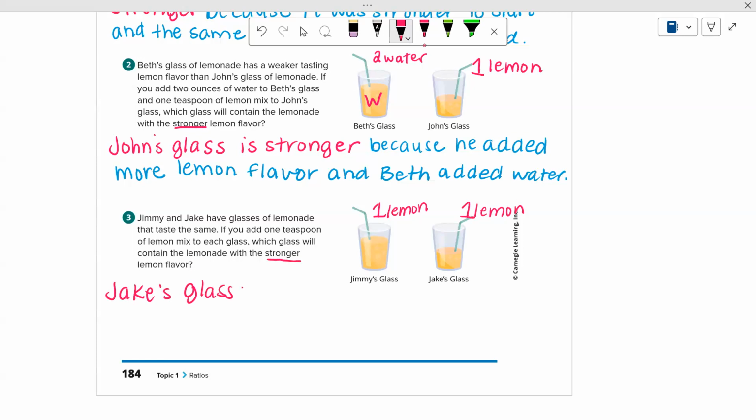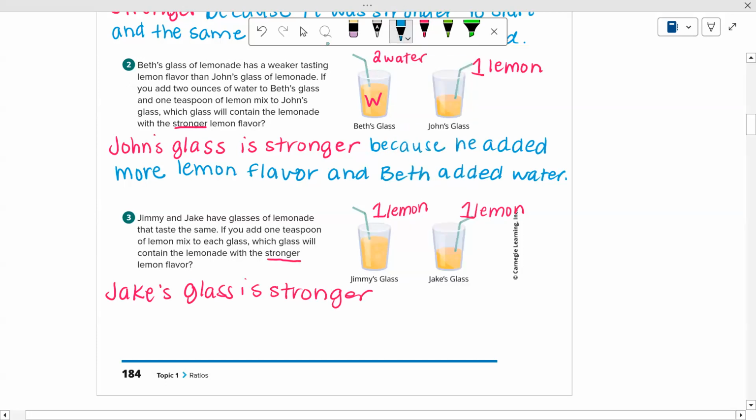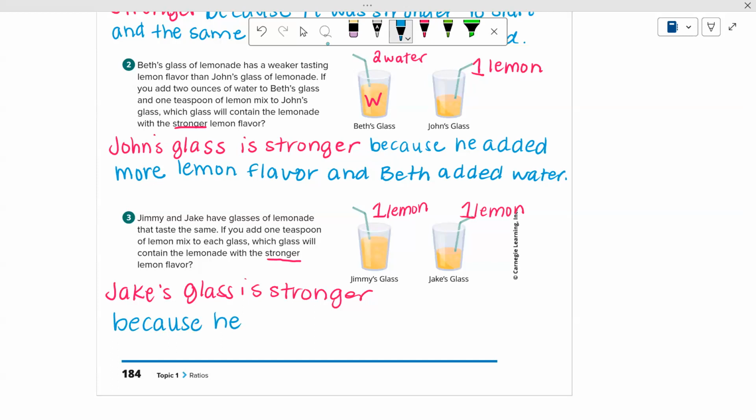So Jake's glass will be stronger, or Jake's glass is stronger because, let's change our color. You don't have to change color, but it helps some people to understand that explain our reasoning part. Is stronger because he had less drink to begin with.